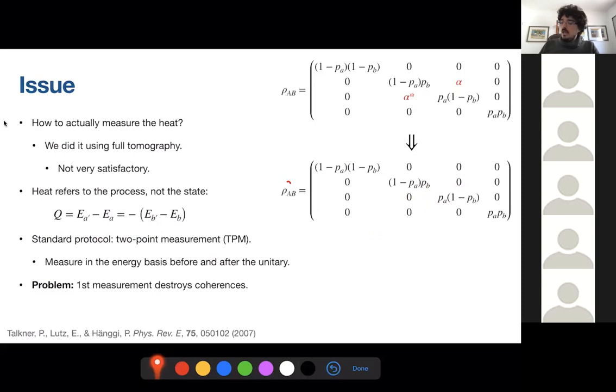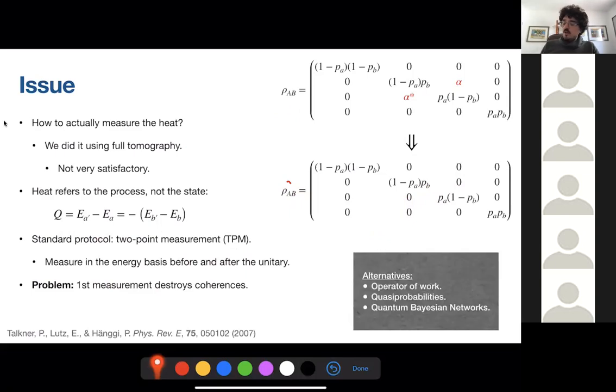And so if we now apply the unitary starting from this state, we're actually going to get something different than if we had started the unitary from this state. So the fact that we did a measurement before the unitary makes all the difference in the world, right? So the TPM is really not satisfactory as a way of measuring the heat in the previous example that I mentioned. There are several alternatives for this.